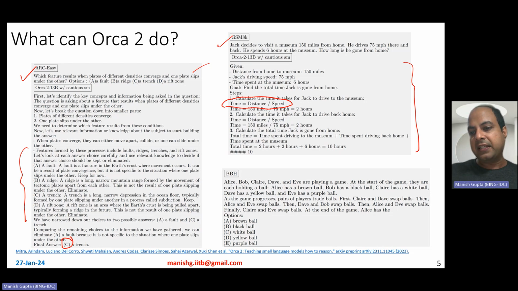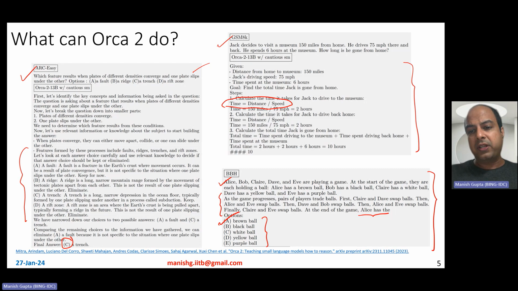Lastly, here is this interesting question about five people playing some sort of a game, and then they have some balls, and the game is about players trading or swapping balls with each other and so on. At the end, it says, at the end of the game, Alice has which ball? So the model is supposed to pick from the five. And if you look at the reasoning that Orca 2 does, it's a very large reasoning, and then it comes up with the right answer, the brown ball.